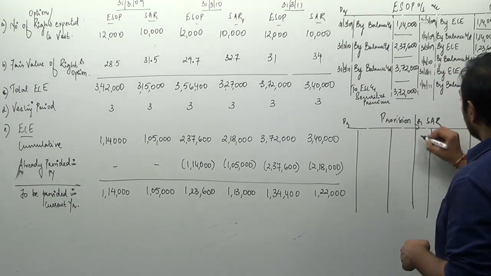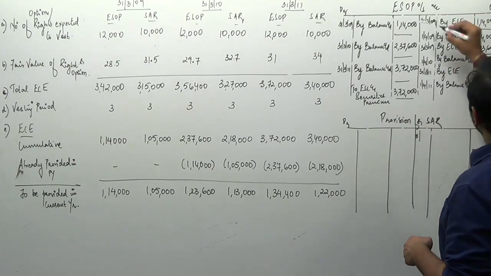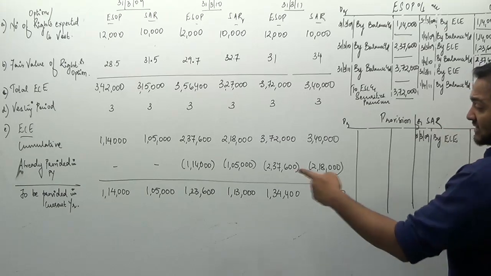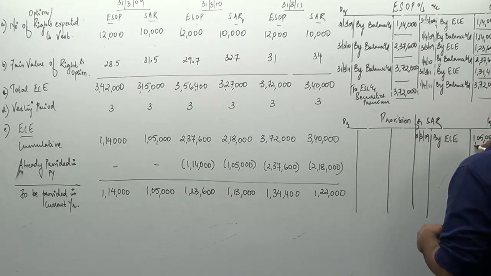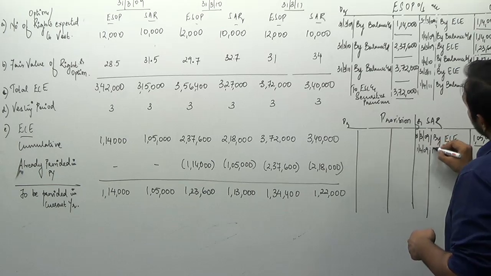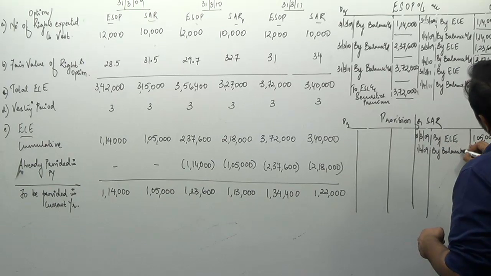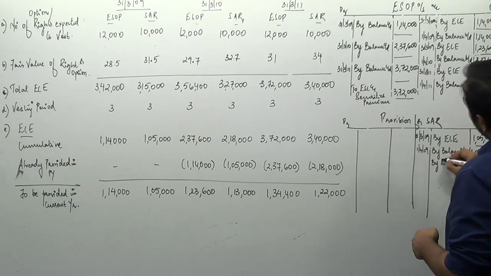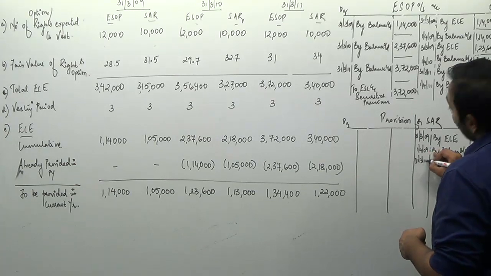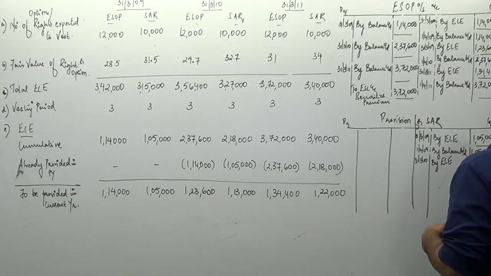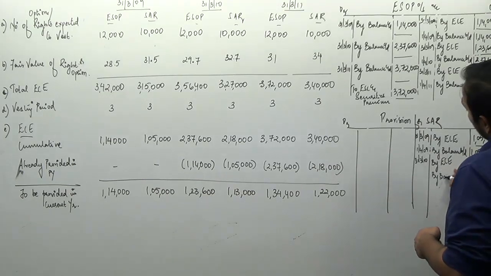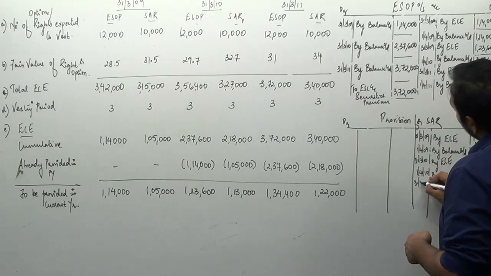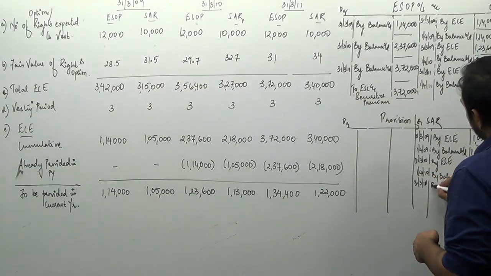No problem. Come to the SAR. First entry to be passed on 31st March 09, by employee compensation expense, SARs, first value is 1,05,000. First year close, bring it down to the next year. Balance brought down 1,05,000. Provision to be created during the current year by ECE on 31st March 2010. Second year provision is 1,13,000. Bring it down to the next year by balance brought down 1/4/2010. 31st March 2011 again by ECE.